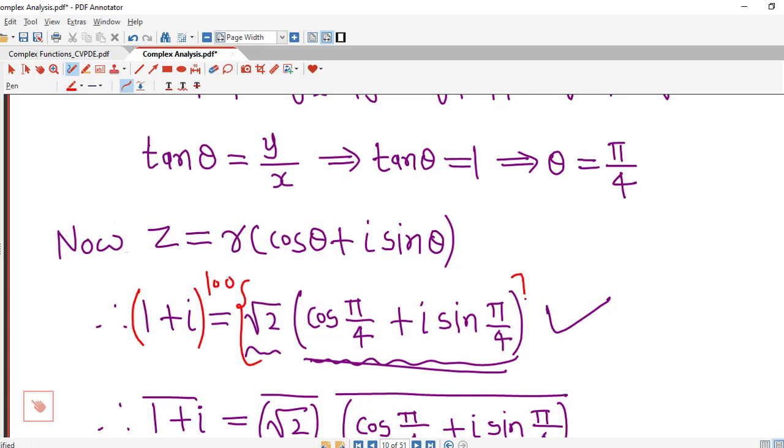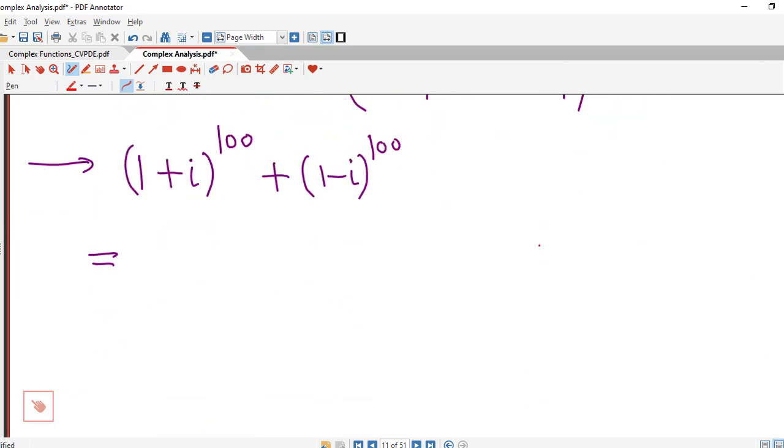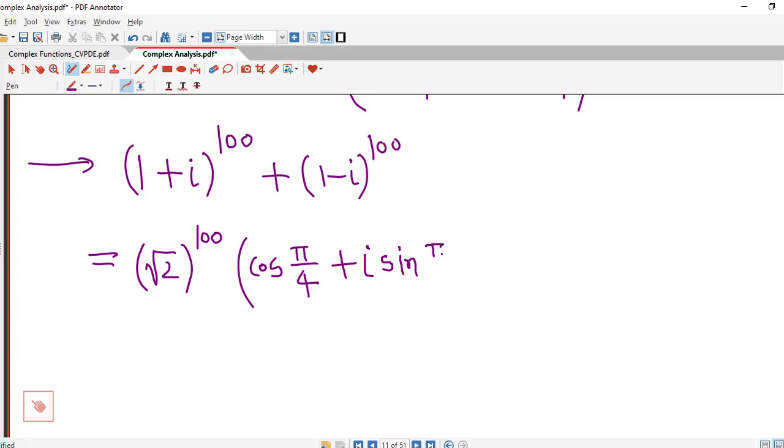So (1 + i)^100 will be equal to the 100th power of root 2 into the 100th power of cos π/4 + i sin π/4. So that we can write as the 100th power of root 2 into the 100th power of this bracket. Okay, so that I write directly here. This is going to be root 2 to the power 100, and here (cos π/4 + i sin π/4) to the power 100.